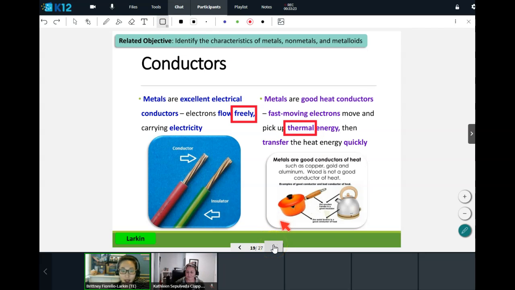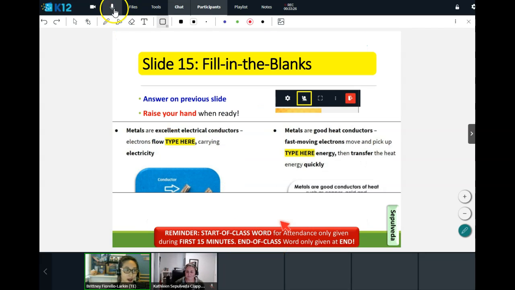And these will actually be the answers to slide 15. Electrons flow freely, carrying electricity. And then obviously metals are good heat conductors. Fast-moving electrons pick up heat energy, or thermal energy is another way to say it. Thermal energy, then transfer the heat energy very quickly. So these are the answers to slide 15.